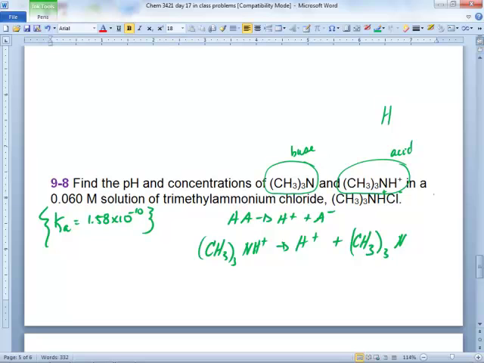All right. That should be the acid form. Yep. Because if it was the conjugate base form, we'd have to write a Kb reaction.